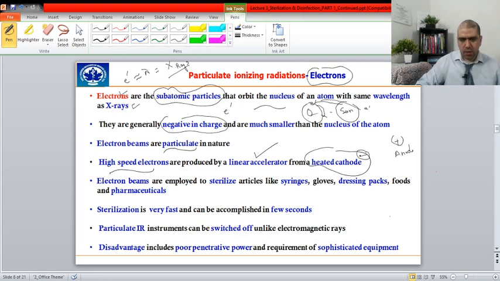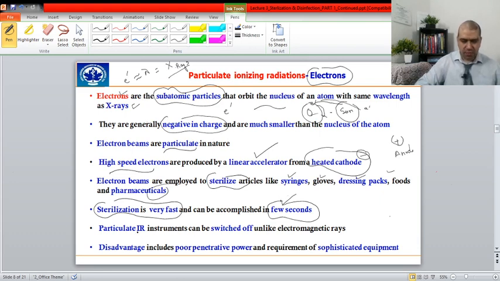So when electron beams are being speeded up with the help of a linear accelerator, they are employed for sterilizing many kinds of articles, such as syringes, gloves, dressing packs, food, and many other pharmaceuticals. When you use electrons as a sterilizing agent, the sterilization takes place very fast compared to gamma radiations. It can complete within a few seconds.